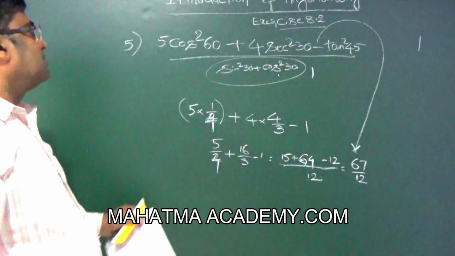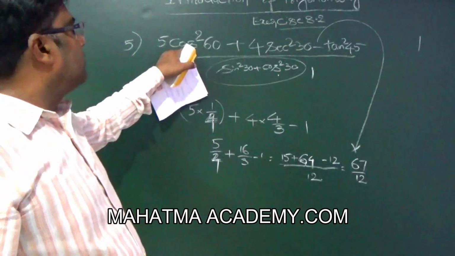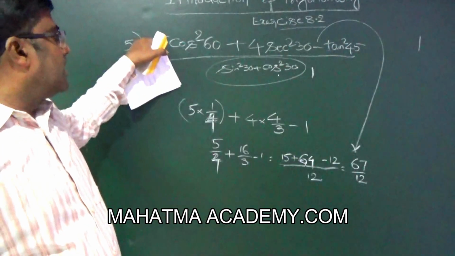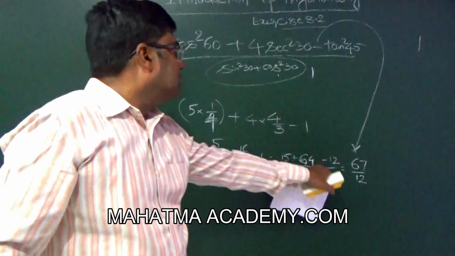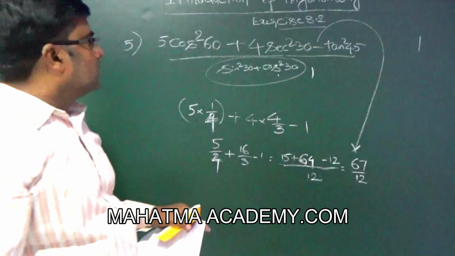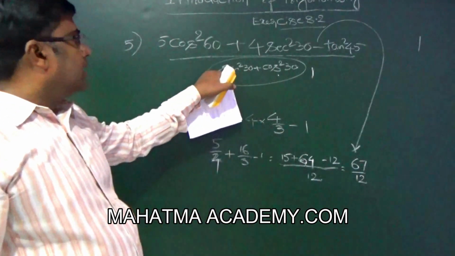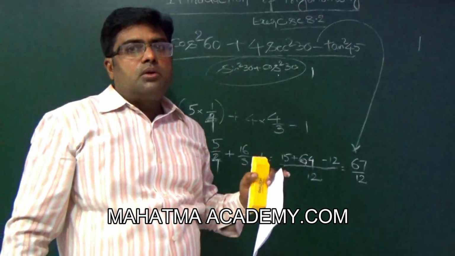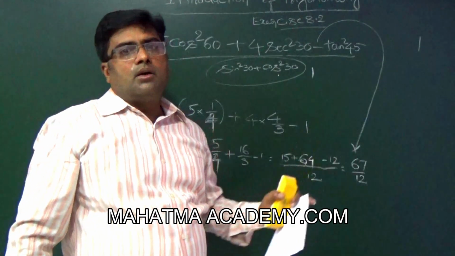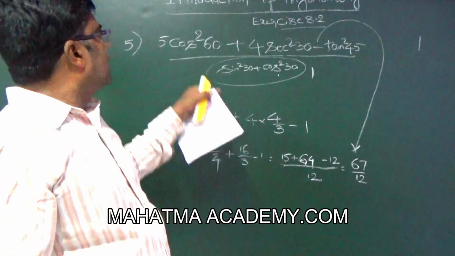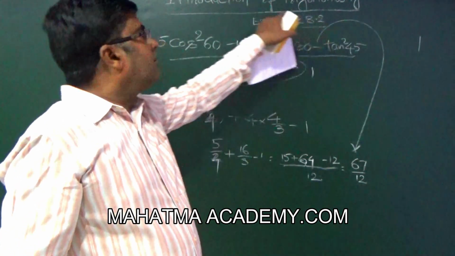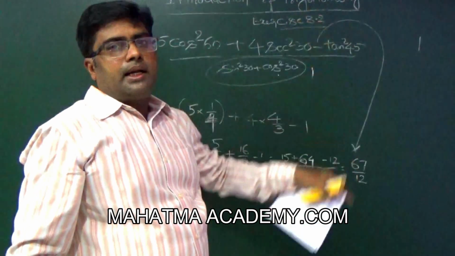We simply substituted the values of cos 60, secant 30 and tan 45 in the numerator and got the result. In the denominator, sin square 30 plus cos square 30 is there. Sin square theta plus cos square theta equals 1, so sin square 30 plus cos square 30 is 1. Today we will conclude these 5 problems under exercise 8.2 of the Introduction to Trigonometry chapter.